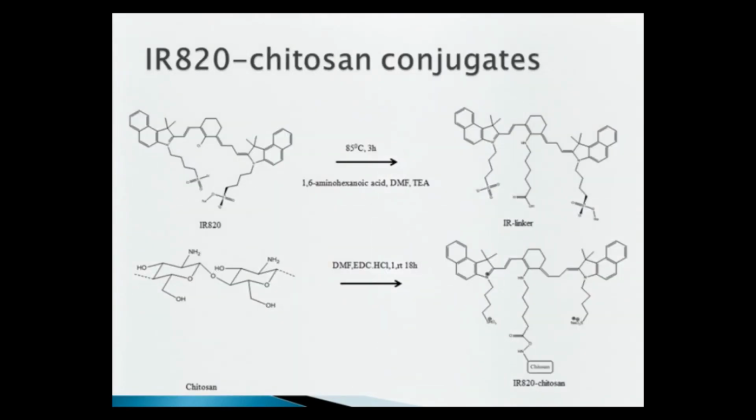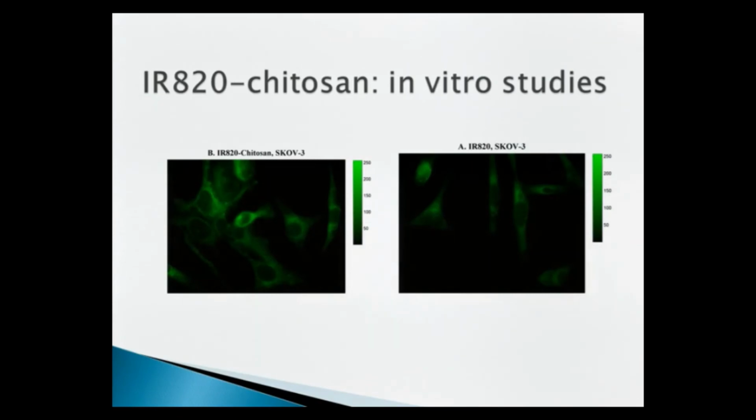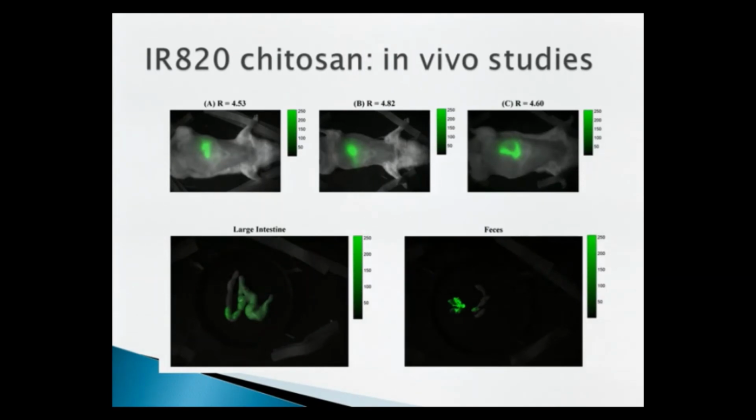Okay, we also looked at IR820 chitosan conjugates. So here's an example of that. We looked at those in SKOV3 cells, and we saw that the chitosan conjugate had a much greater uptake than the IR820 by itself. And this is an example of 3 different images of the IR820 chitosan, or 3 different animals at 45 minutes after injection. It really all went to the liver, which we expected because these were not targeted. There are no tumors in these animals, so we expect everything to go to the liver. But very bright images. And at 24 hours, we see it in the intestines and even in the feces. So it appeared to be excreted intact, so it wasn't degraded in the animal.